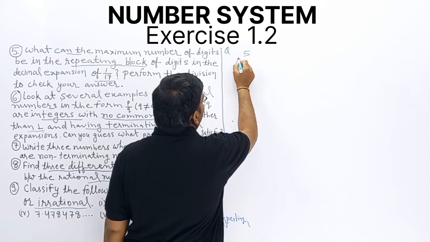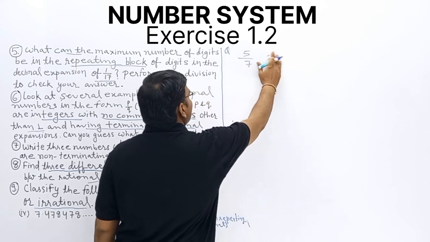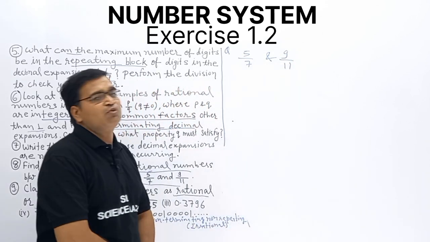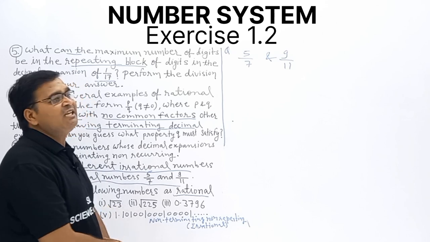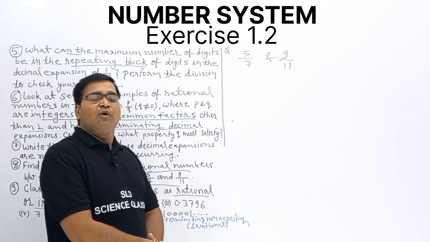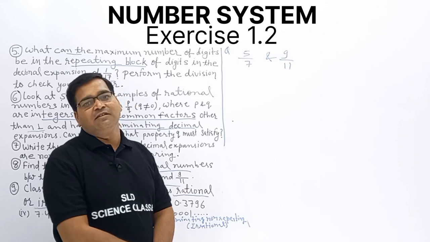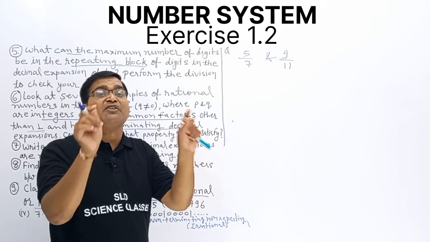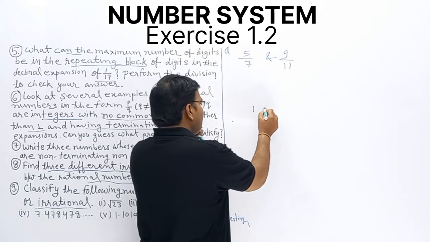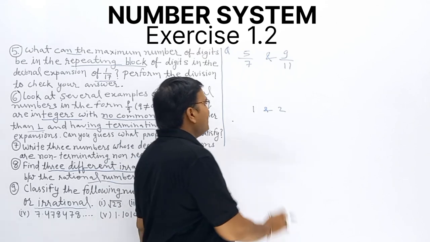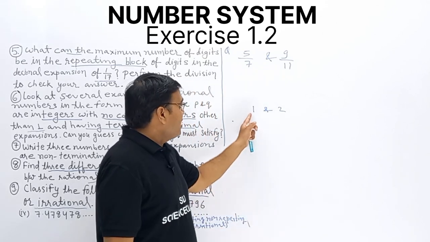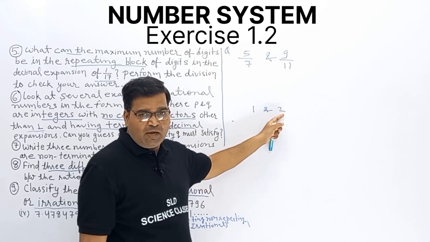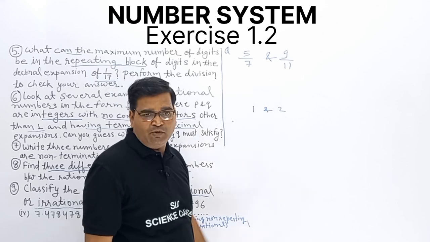What are the two rational numbers? 5 upon 7 and 9 upon 11. Two rational numbers we are having. In between we want three irrational numbers. In exercise 1.1 we discussed rational numbers, not irrational numbers. Rational numbers between two integers. We discussed rational numbers between two integers. We find 5 or 6 rational numbers between 1 and 2.